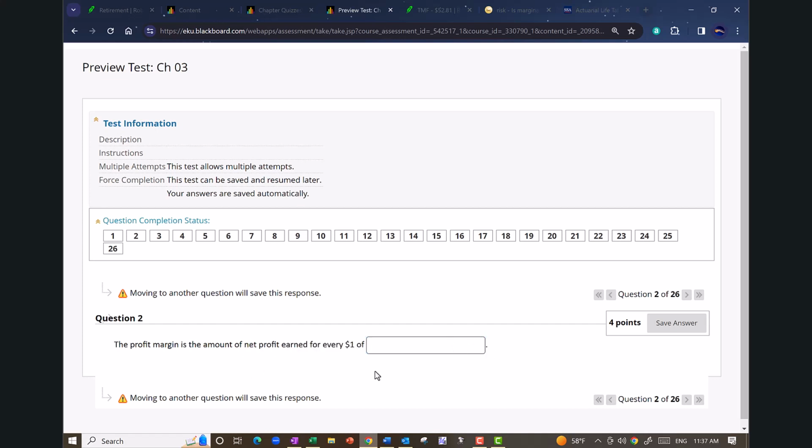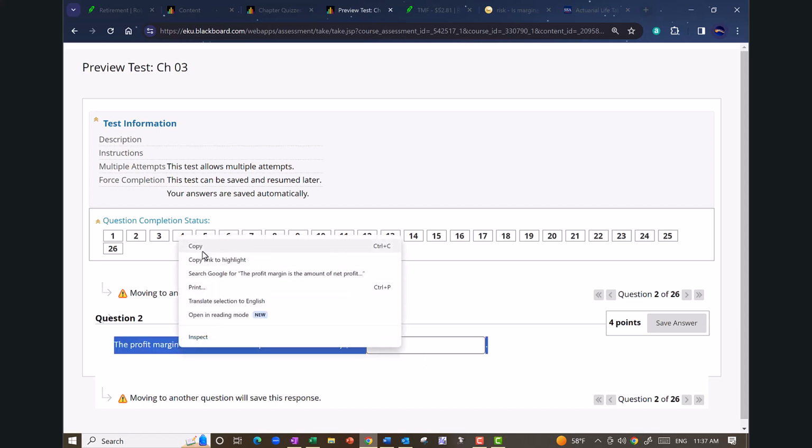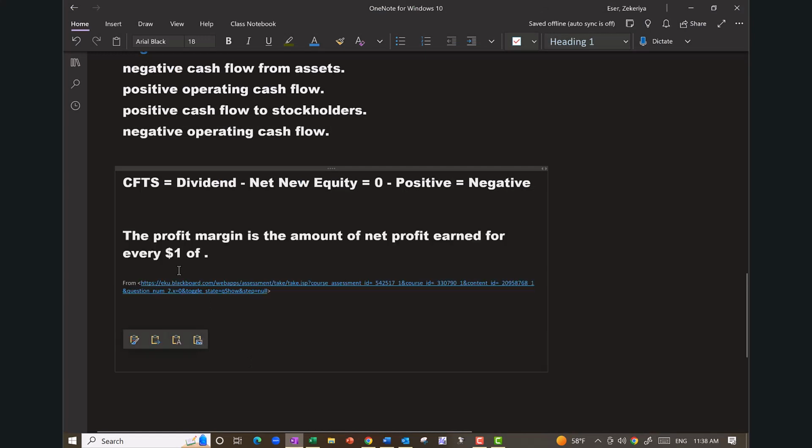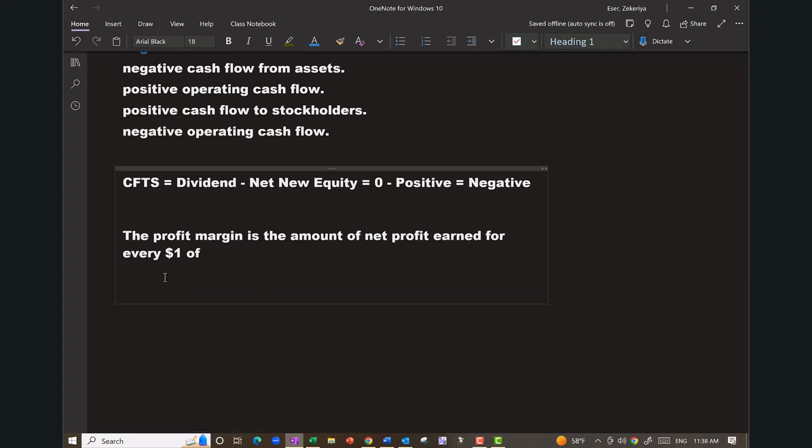Okay, I may ask something like this. Profit margin. Again, this is kind of a reverse definition, almost. Every dollar of what? So the amount of net profit for every $1 in what?